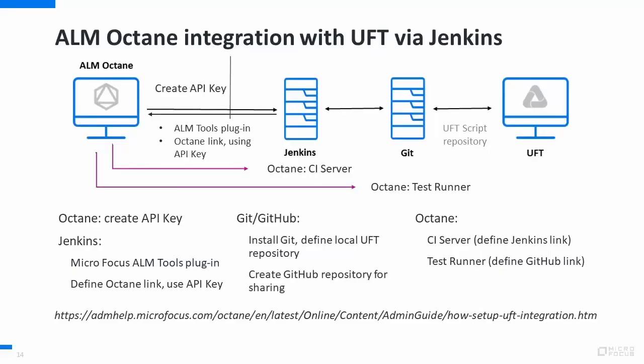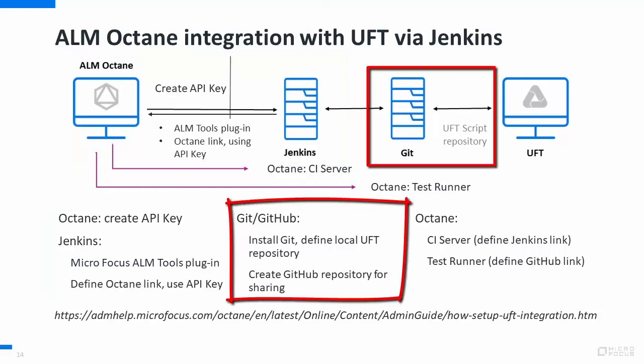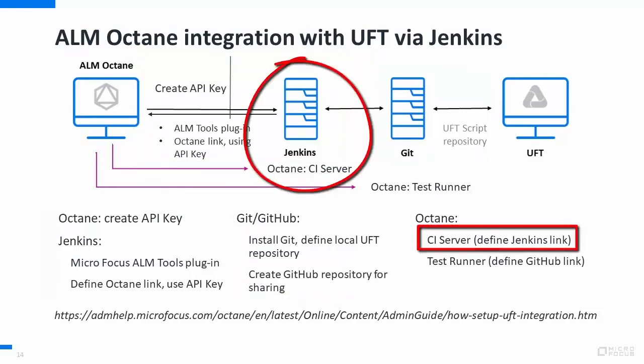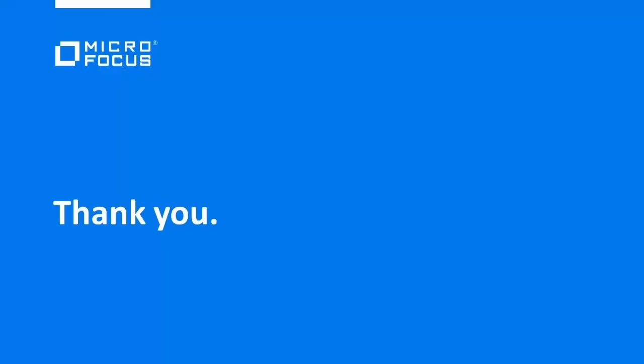So in summary, we have integrated ALM Octane with Jenkins using an API key. We set GitHub as the shared UFT script repository. In Octane, we define Jenkins as the CI server, and we define the test runner where the Jenkins CI server will execute UFT tests using the GitHub link as the repository. This has been Micro Focus.